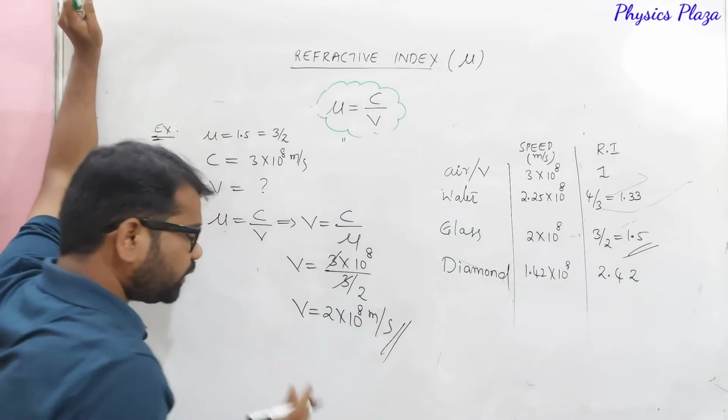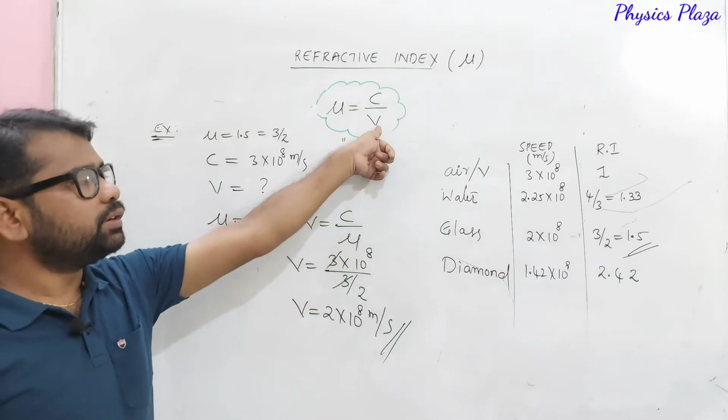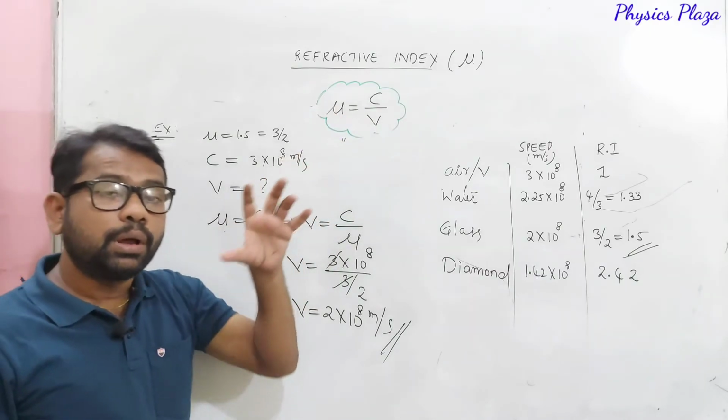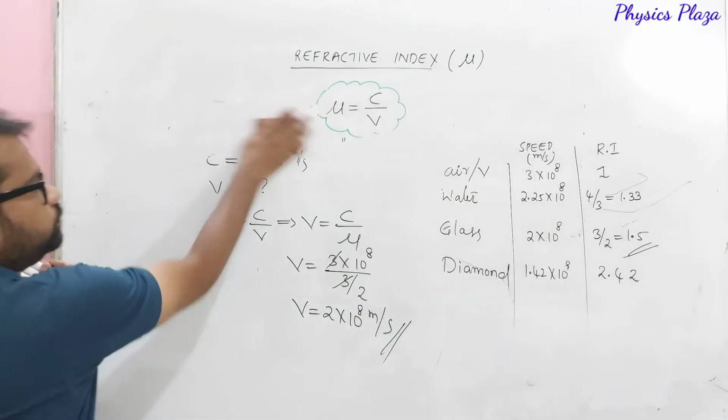So children, this is how we can calculate. Even when the V value is given, of course we can calculate the mu value. So based on this we can expect numericals also. Fine, just copy it. Fine.